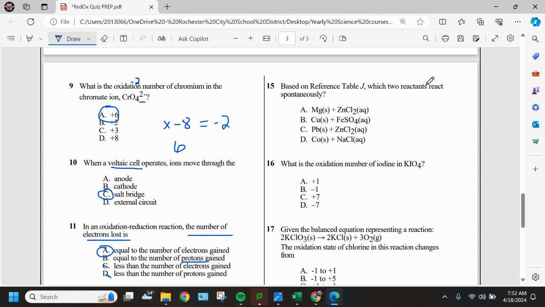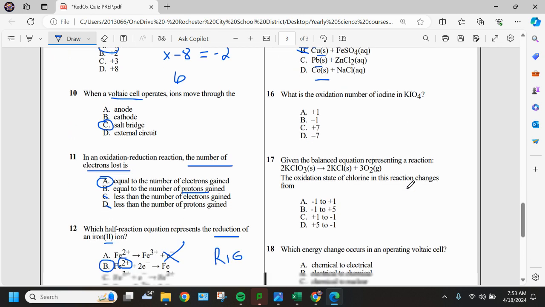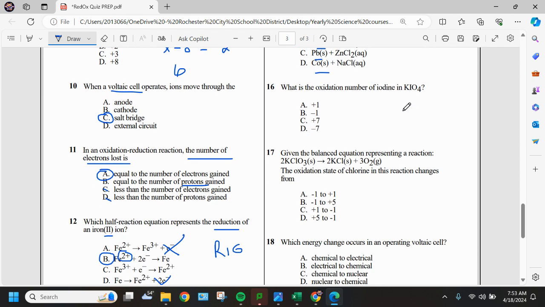Based on table J, two reactants react spontaneously. I need the lone metal to be higher than the bonded metal. I know right off the bat B is wrong because copper is one of the least reactive metals. Okay. Is Mg higher than Cu? And the answer is yes. So this is my answer. Uh-oh, and kids are coming in. So let's see if I can finish this video.